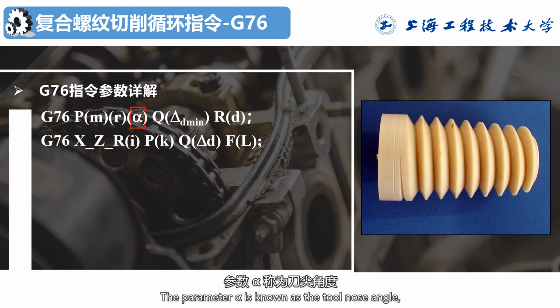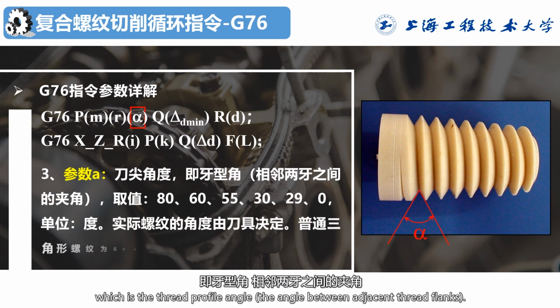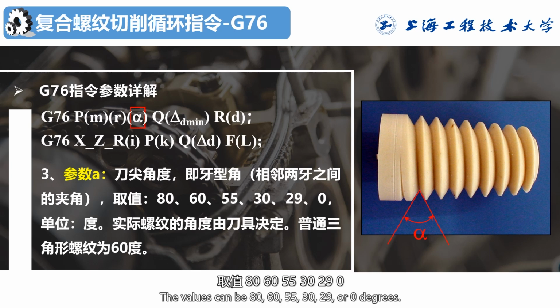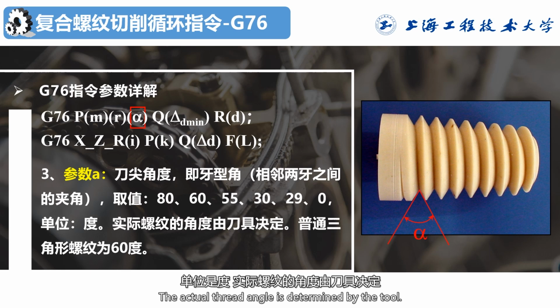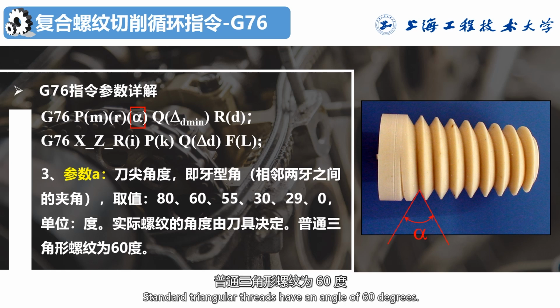The parameter alpha is known as the tool nose angle, which is the thread profile angle, the angle between adjacent thread flanks. The values can be 80, 60, 55, 30, 29, or 0 degrees. The actual thread angle is determined by the tool. Standard triangular threads have an angle of 60 degrees.